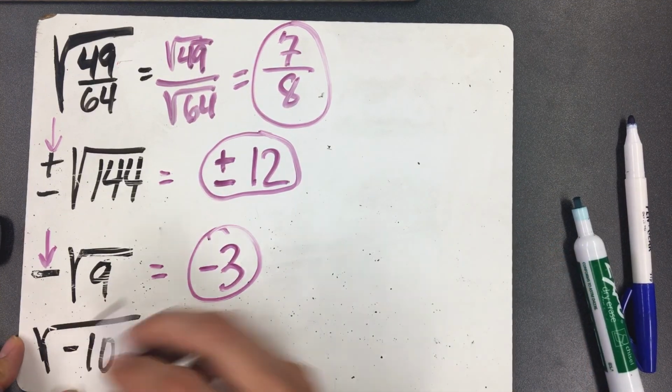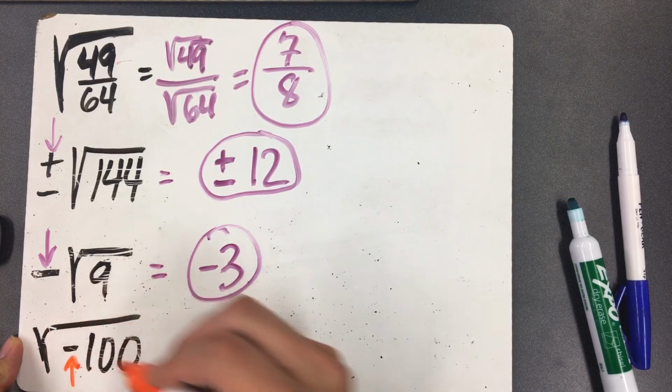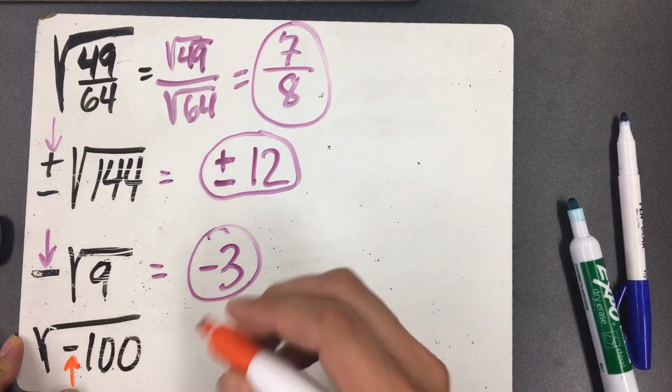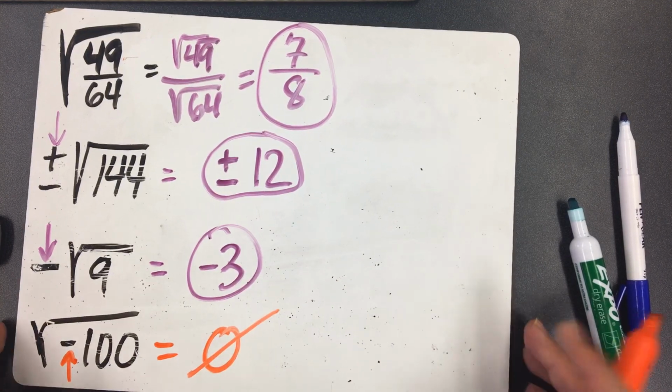Here's where it's illegal, right? This is no good. The negative inside of the radical, inside of the square root, this is no good. This is not possible. This is no solution.